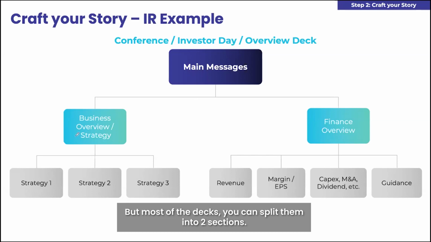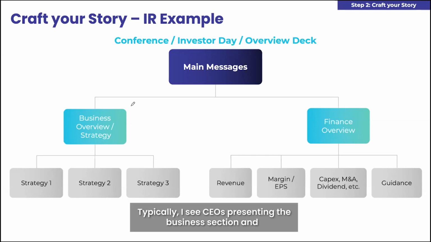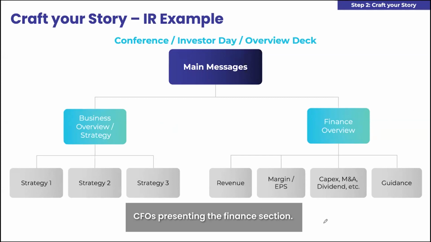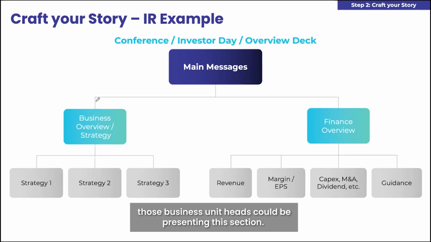But most of the decks, right, what I've seen is you can split them into 2 sections. One is a business section. One is a finance section. Typically, I see CEOs presenting the business section, right? And CFOs presenting the finance section. If it's a large company with multiple business unit heads, those business unit heads could be presenting this section.